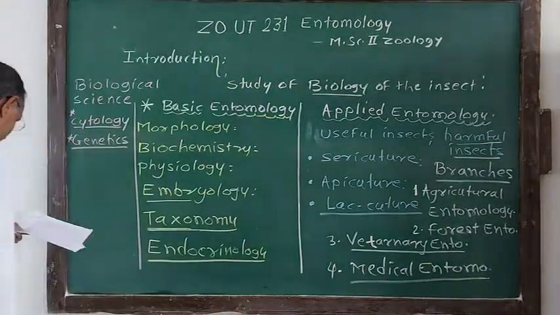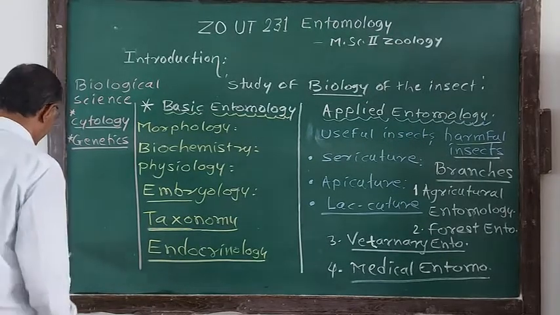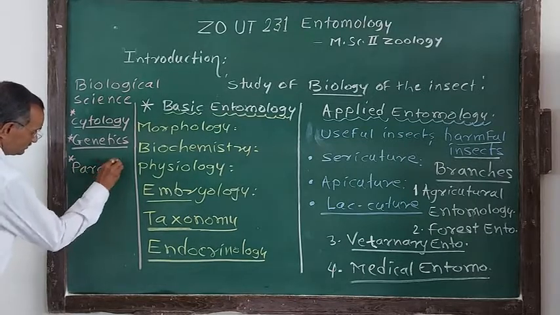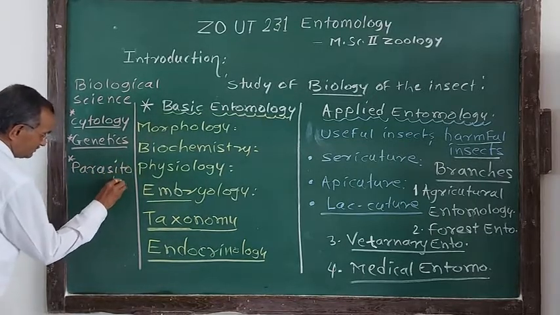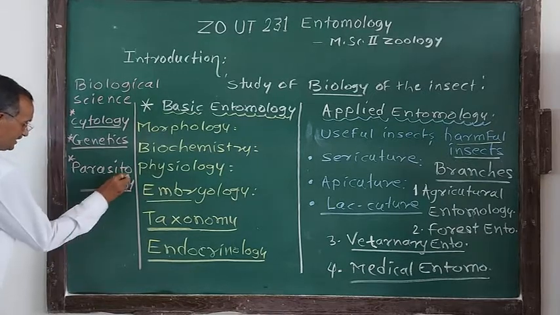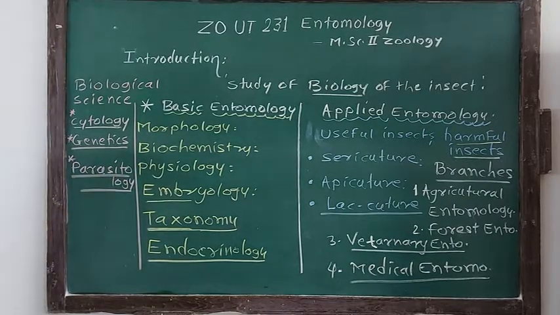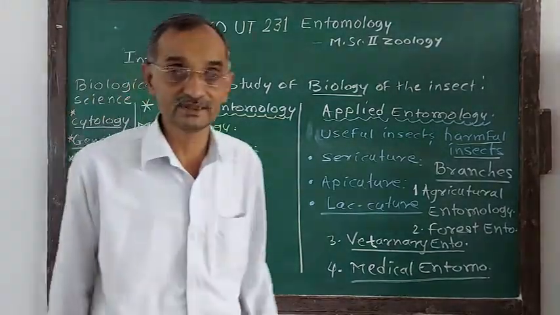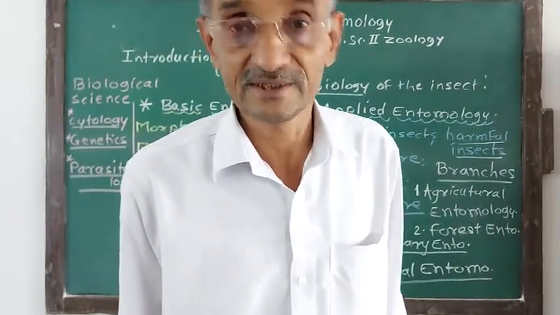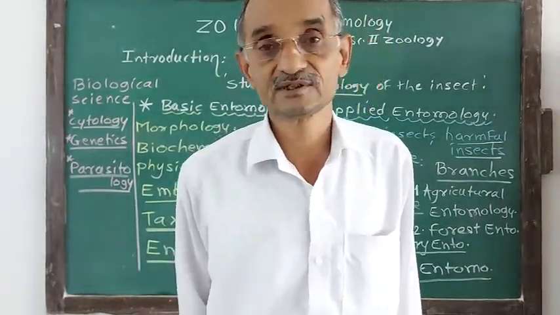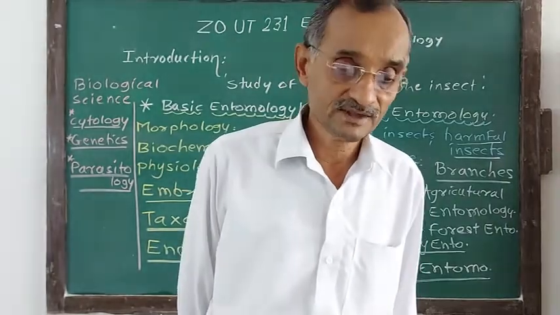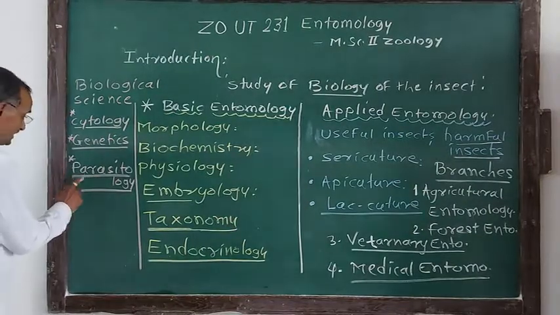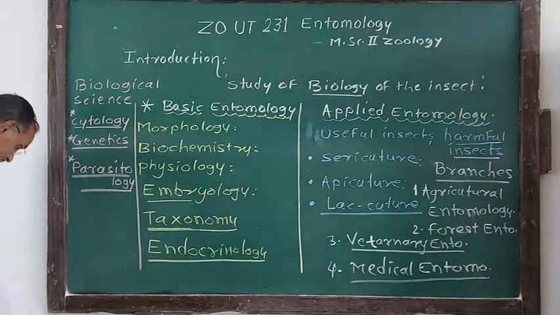Now, apart from genetics and cytology, parasitology. What is the role? Parasitology is another biological science in which insects are essential. For example, head louse, ticks, mites. They are insects acting as ectoparasites. They spread various kinds of diseases, and therefore they are thoroughly studied in the science known as parasitology.